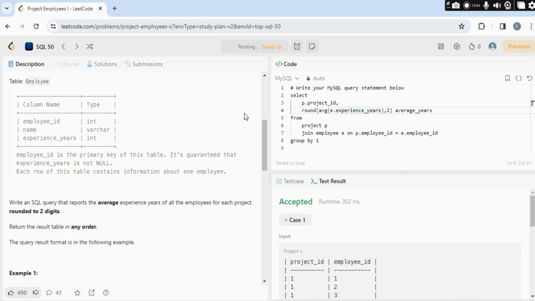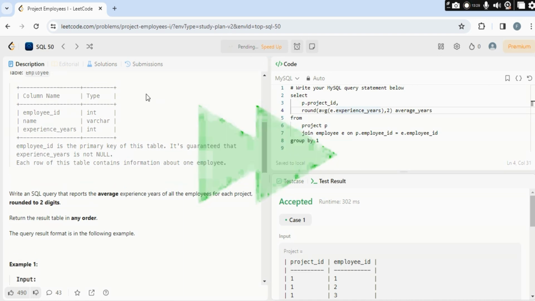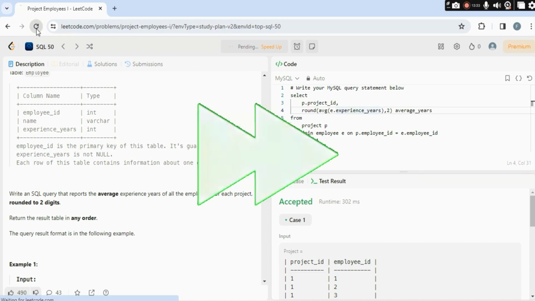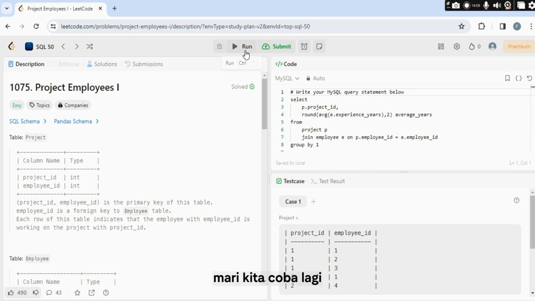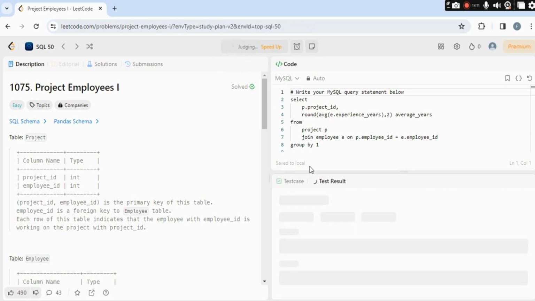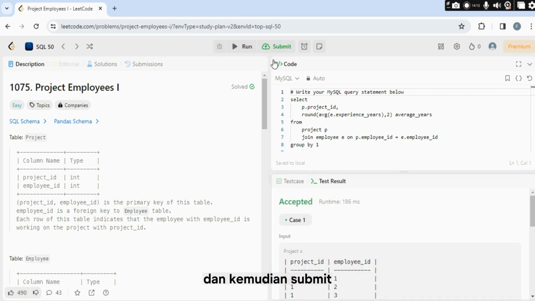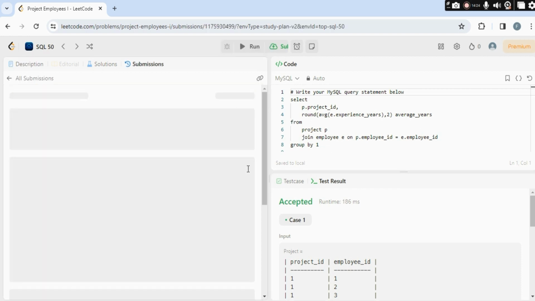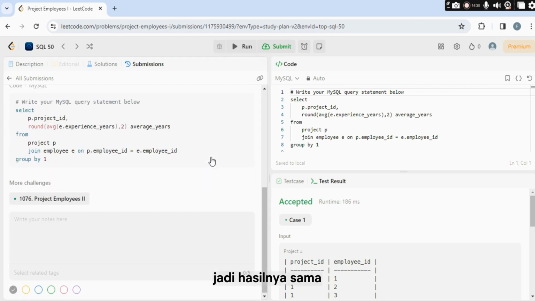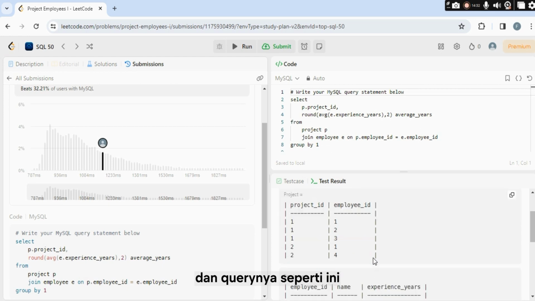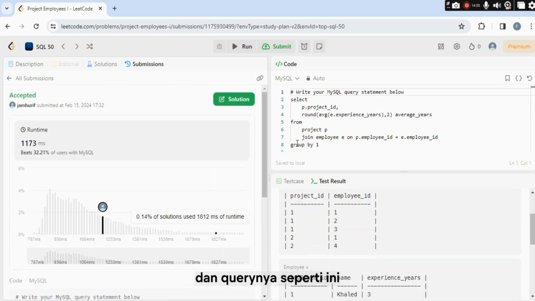Still loading. Okay, let me refresh. Let's try again, and then submit. Okay, accepted. So the result is the same, and the query is just like this.